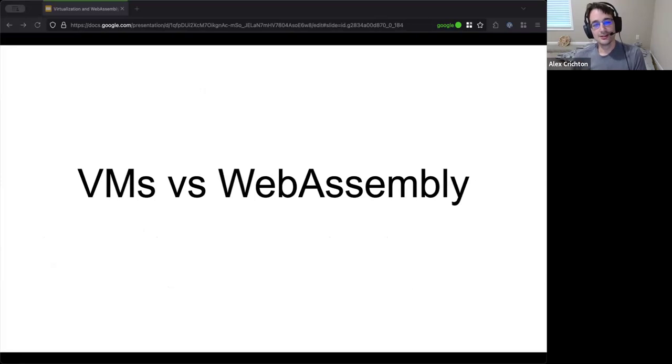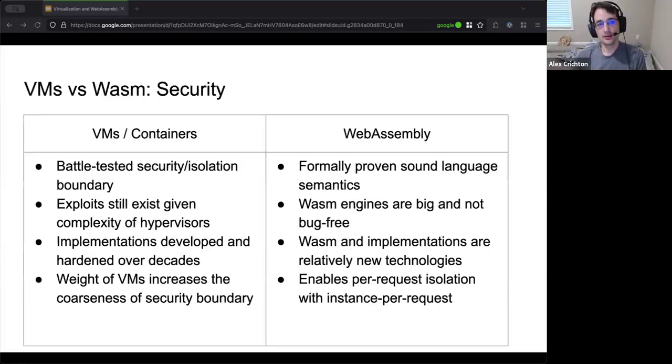No, I'm just kidding. So now that we all have a bit of an introduction to WebAssembly, I want to talk a little bit more about comparing and contrasting virtual machines and WebAssembly, the two technologies, on these points that I was talking about earlier. The first thing I'm going to talk about is security. I was saying that virtual machines are very battle tested, a very well known isolation security boundary, and sort of the industry standard today for running untrusted code.